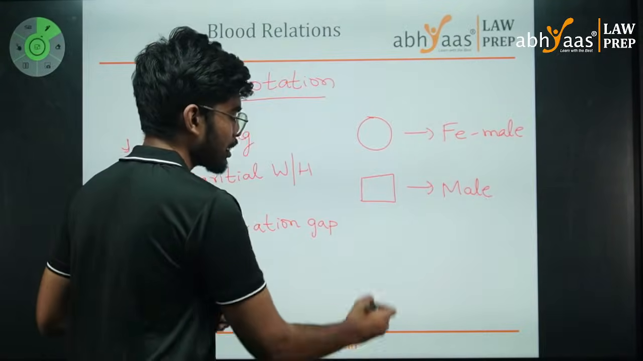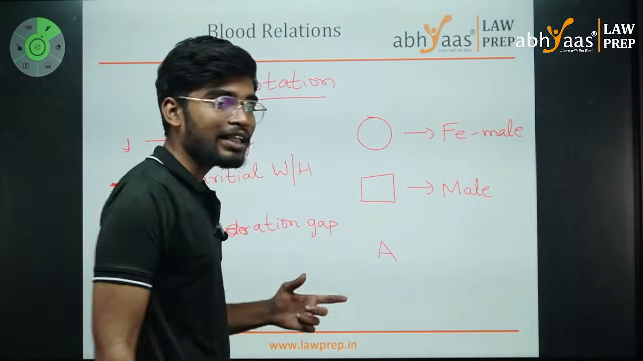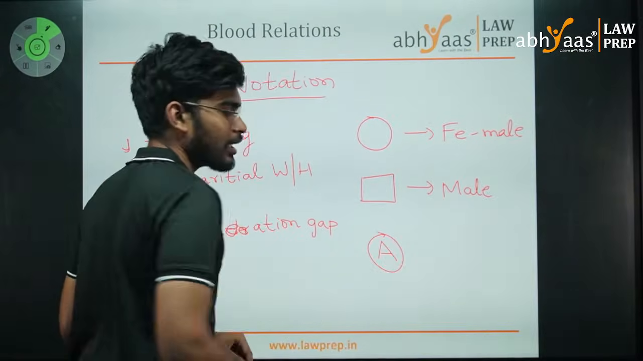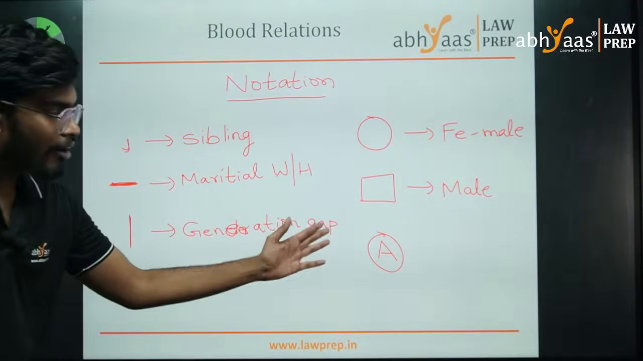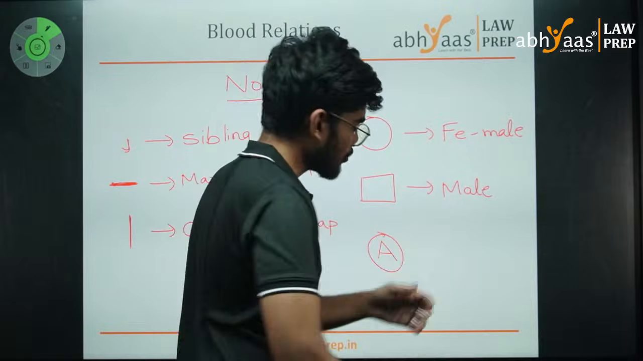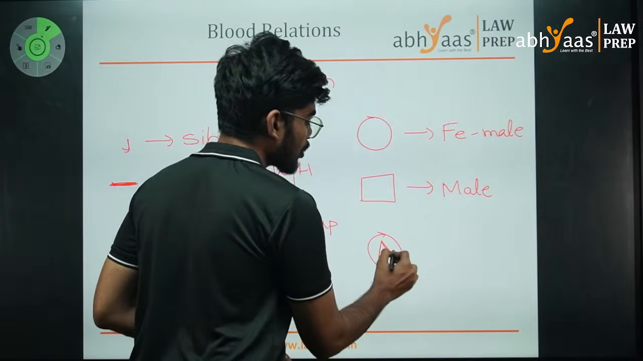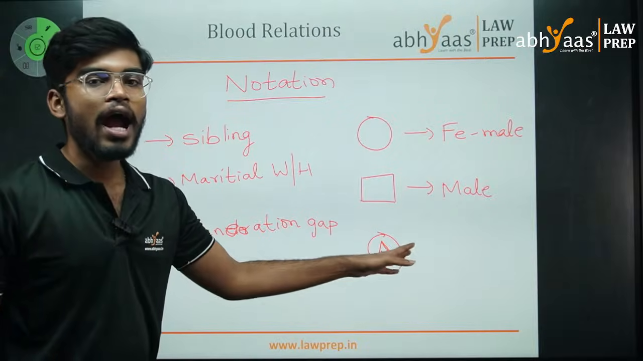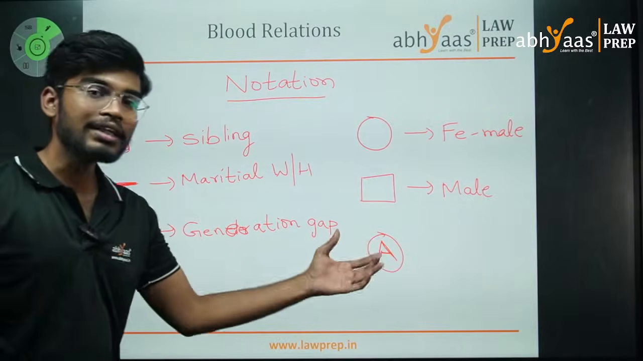A is a sister of B. That means A is a female, so just draw a circle or write A after drawing a circle. It's your wish. Here the gender of A is known, which is a female. So that is why I am writing it inside the circle.